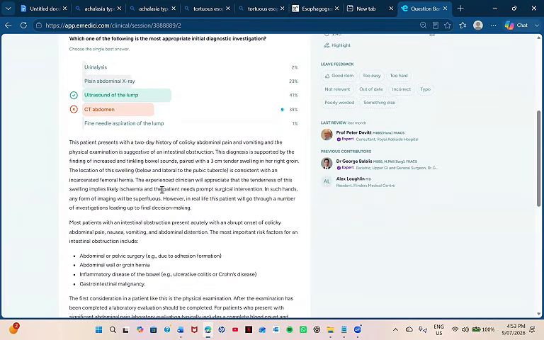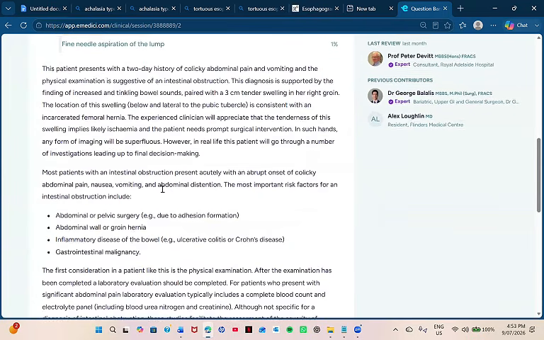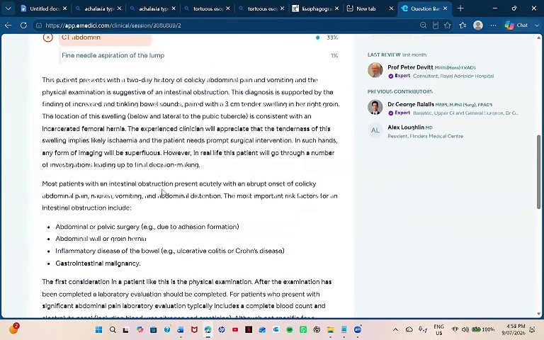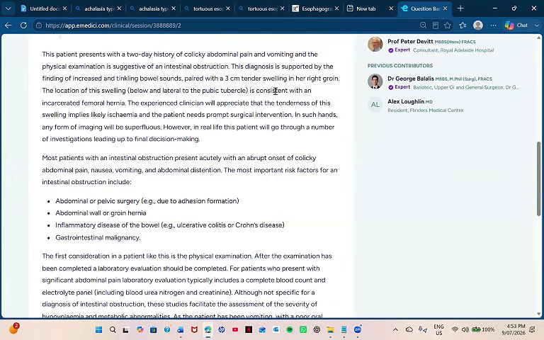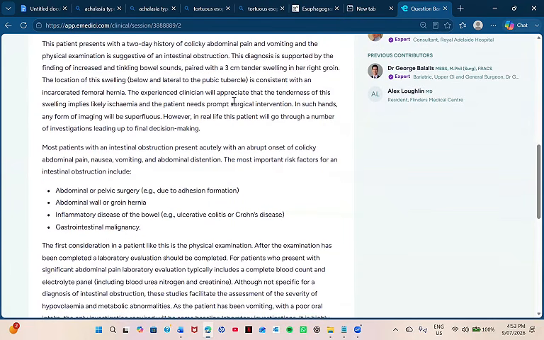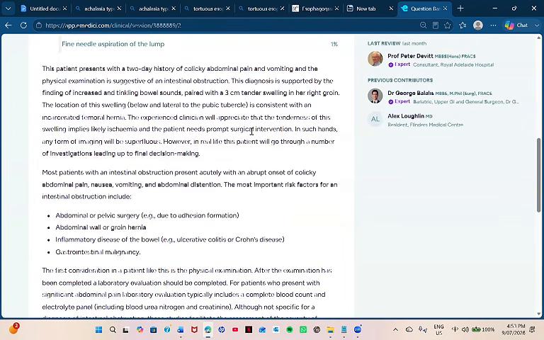Okay, here they have given ultrasound. Let's see why, because we are going to learn something new. The patient presents with a 2-day history of colic abdominal pain, not acute vomiting, and the physical exam is suggestive of intestinal obstruction. The diagnosis is supported by the finding of increased and tinkling bowel sounds paired with the 3 centimeter swelling in the right groin. The location of the swelling below and lateral to the pubic tubercle is consistent with an incarcerated femoral hernia, because they are mentioning the tender swelling, right? It's consistent with the incarcerated femoral hernia.